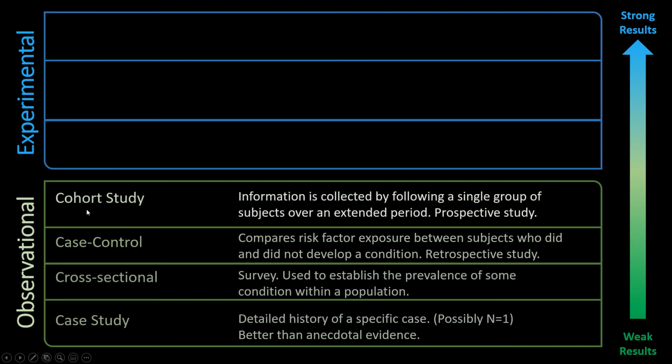Then we have a cohort study. This is what we call a prospective study. This is looking into the future, not retrospective. So information is collected by following a single group of subjects over an extended period. Say, every baby born in this particular hospital on this particular day, we are going to write down all of their information and we're going to check in with them every year or so.